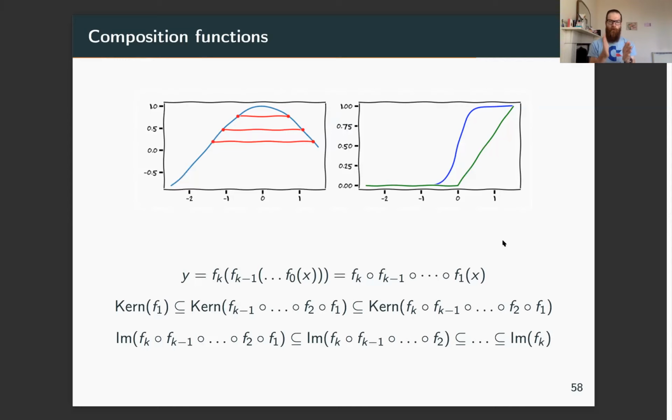So when I compose by adding layers to a function, the only thing I'm doing is that I can only ever increase the kernel and decrease the image. So if I add layers, I'm decreasing the representative power of my network. And this is rather counterintuitive because it feels like you're adding parameters, but you're actually reducing the possibilities of what you can represent. And this is true for non-monotonic functions.